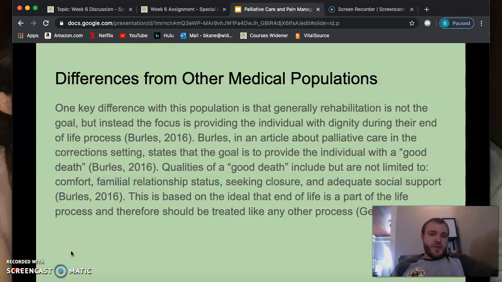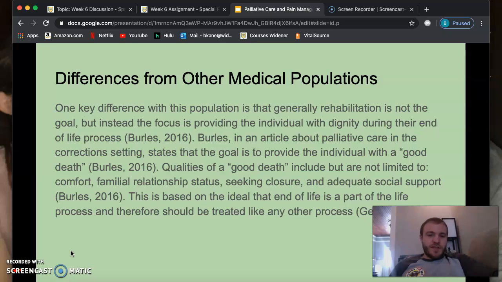Differences from other medical populations. Probably the largest difference is that generally rehabilitation isn't the goal with this treatment, but instead the focus is providing the individual dignity during their end of life process. This is from the article that I had from last week, which dealt with palliative care in a corrections setting. The goal is to provide the individual with a good death.